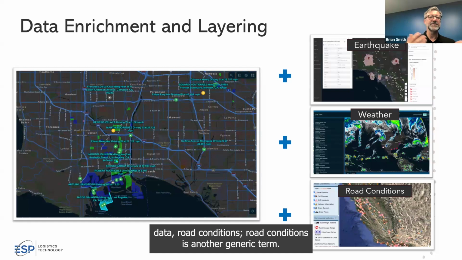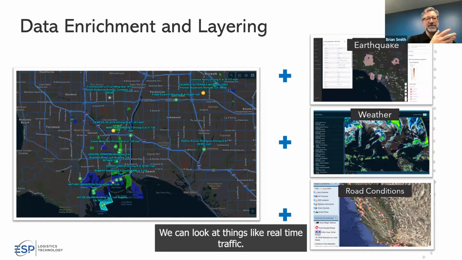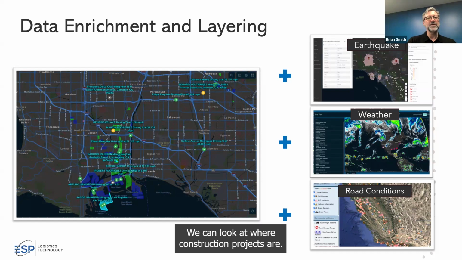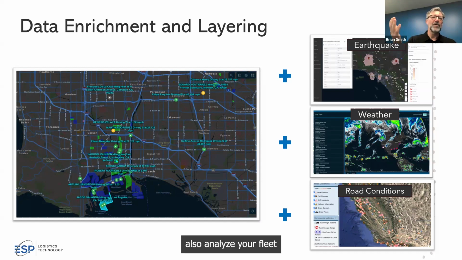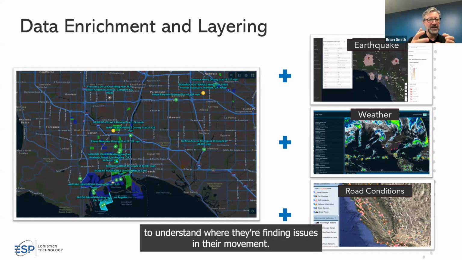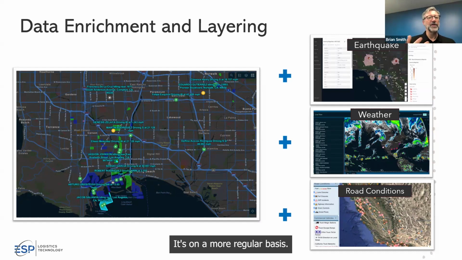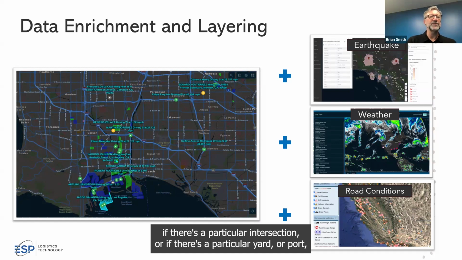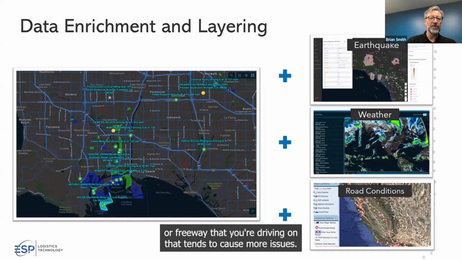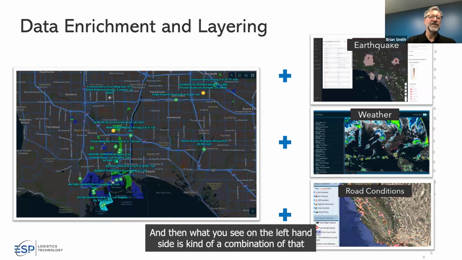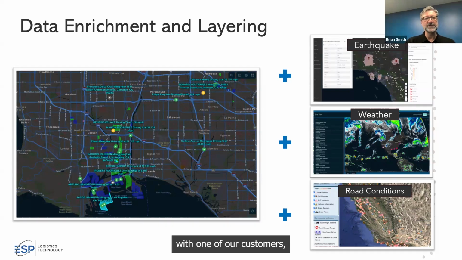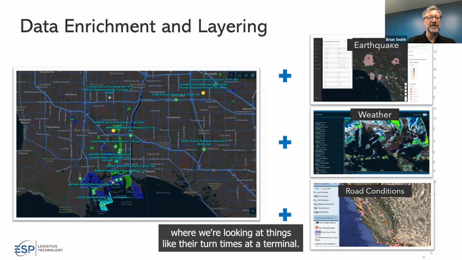Road conditions, another generic term. We can look at things like real-time traffic. We can look at where construction projects are. We can also analyze your fleet to understand where they're finding issues in their movements on a more regular basis. So we can identify if there's a particular intersection, or a particular yard or port or freeway that you're driving on that tends to cause more issues. And then what you see on the left-hand side is a combination of that with one of our customers, where we're looking at things like their turn times at a terminal. How long does it take me to get in and out of that terminal?